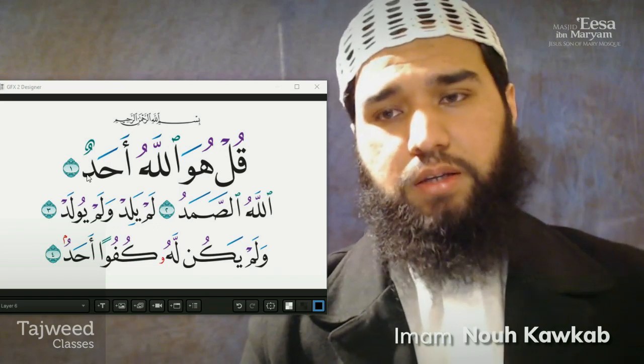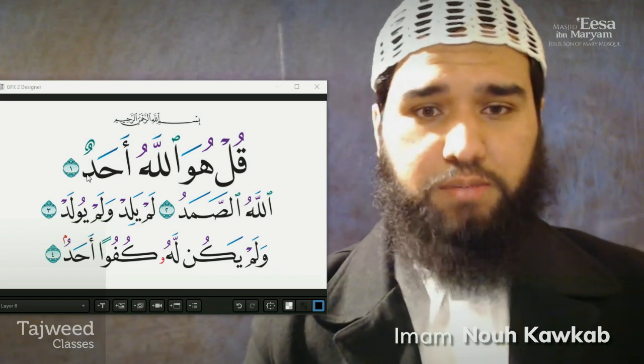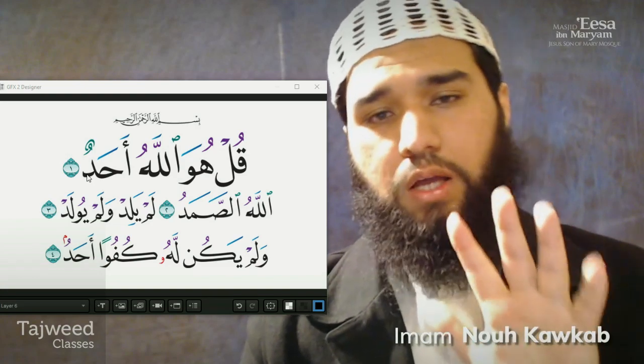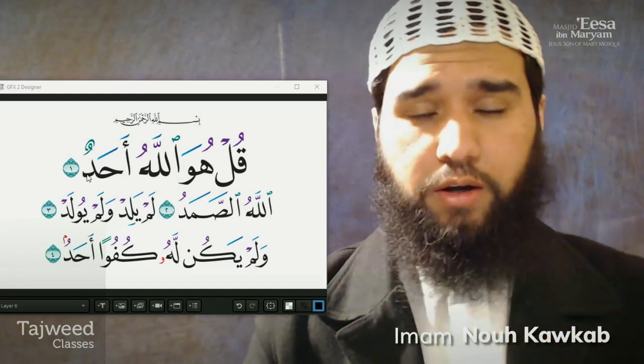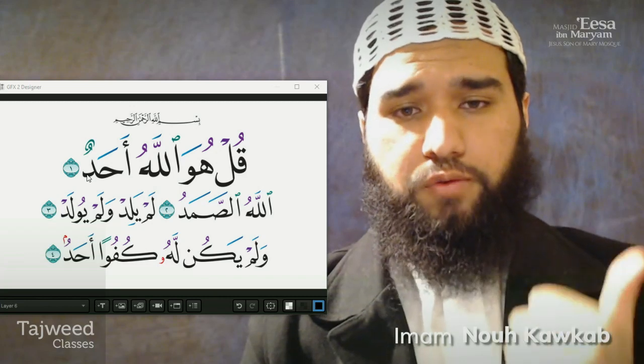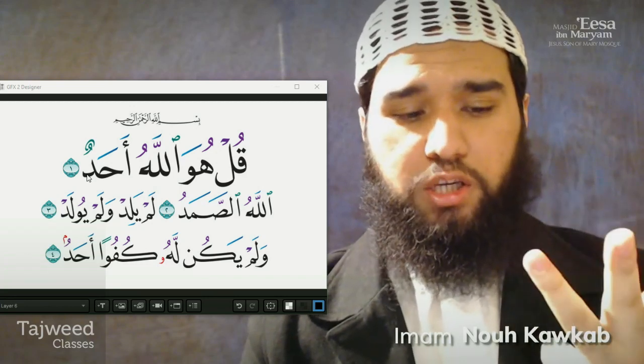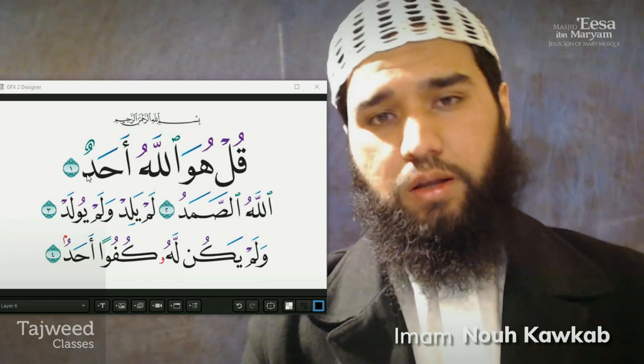Qalqala basically means bouncing. We have five qalqala letters: Qaf, Ta, Ba, Jim, Dal. These five letters are qalqala letters.